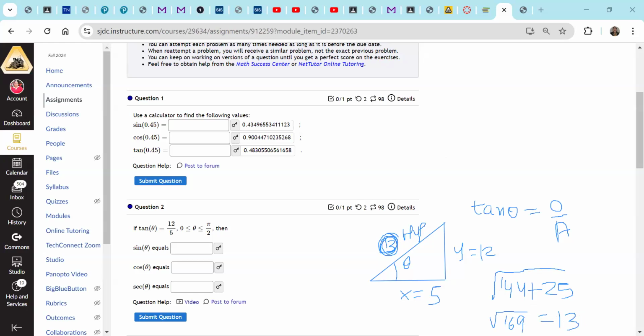SOHCAHTOA rules say sine is opposite over hypotenuse. Opposite is 12, hypotenuse is 13. So the sine will be 12 over 13. Cosine is adjacent over hypotenuse. Adjacent is 5 and hypotenuse is 13. Secant is supposed to be the opposite, or reciprocal, of the cosine. So that will be 13 over 5. Just flip over the cos, that is secant. So 13 over 5. That finishes this one.